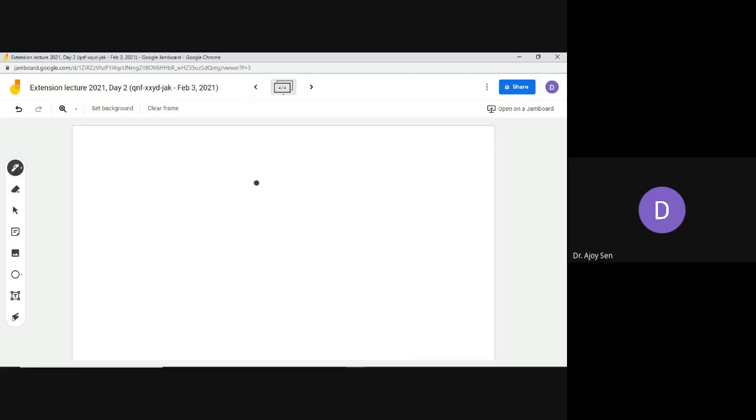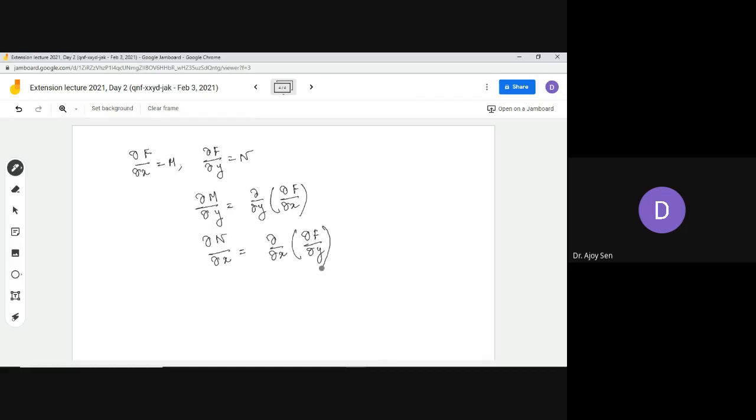Now what we can do is, you can see that del f del x equals M, and del f del y equals N. Now if you try to check what is del M del y, and del N del x, you are just taking the partial derivative of M with respect to y and N with respect to x.